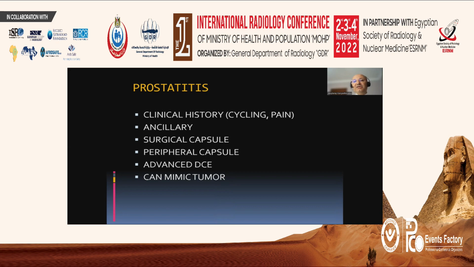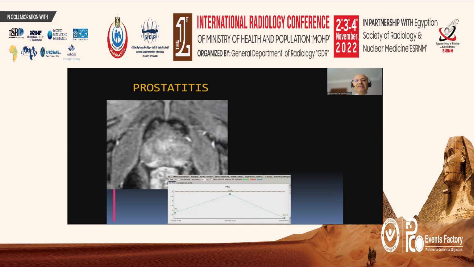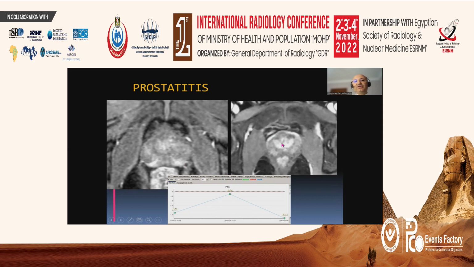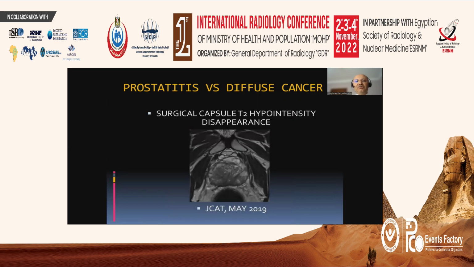And there are ancillary findings. Look at the surgical capsule, peripheral capsule, and we can use advanced methods. This is our article. If you want to read it, published in AJR, it indicates how we can differentiate prostatitis from cancer. Again, bilateral symmetric wedge-shaped enhancement is indicative of prostatitis. You can see after treatment, what happens? The PSA drops. Again, another patient, PSA 24, diffuse edematous and pathologic prostate in the peripheral zone, but the PSA density is low, so we use the antibiotic treatment option.